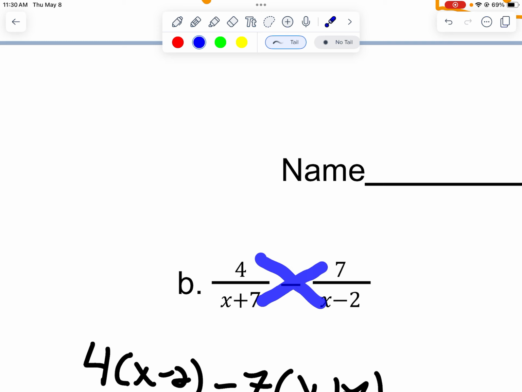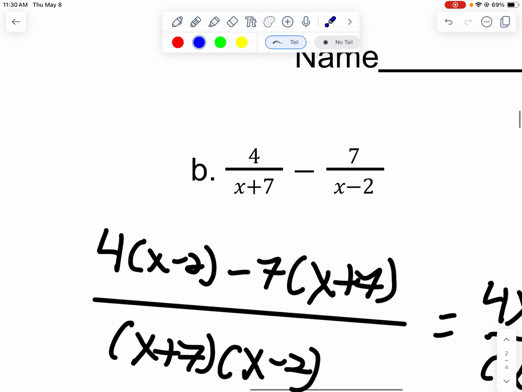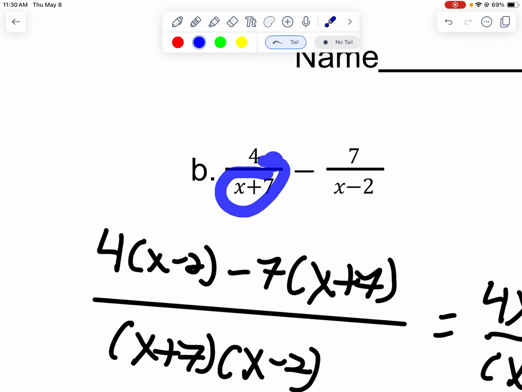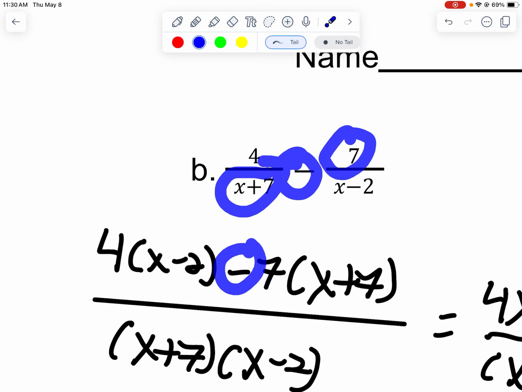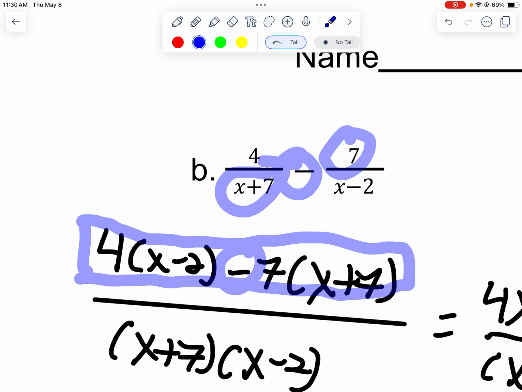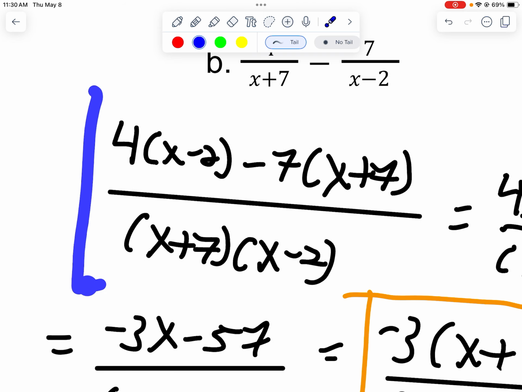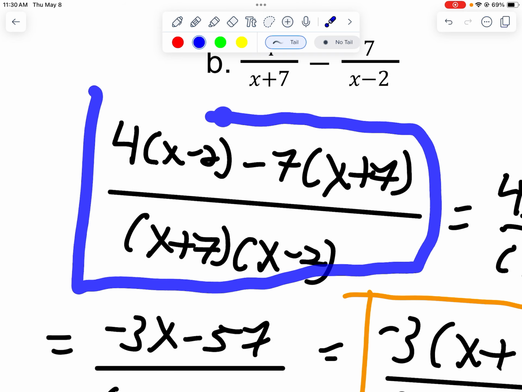You really just have to cross multiply. So 4 times x minus 2 right here. And then x plus 7 times 7 with this negative sign that was right there that comes along. So this is what we have on top. On bottom, we just have the product of those two. So this now becomes this. Now it's a little bit scary. It's a little bit ugly.